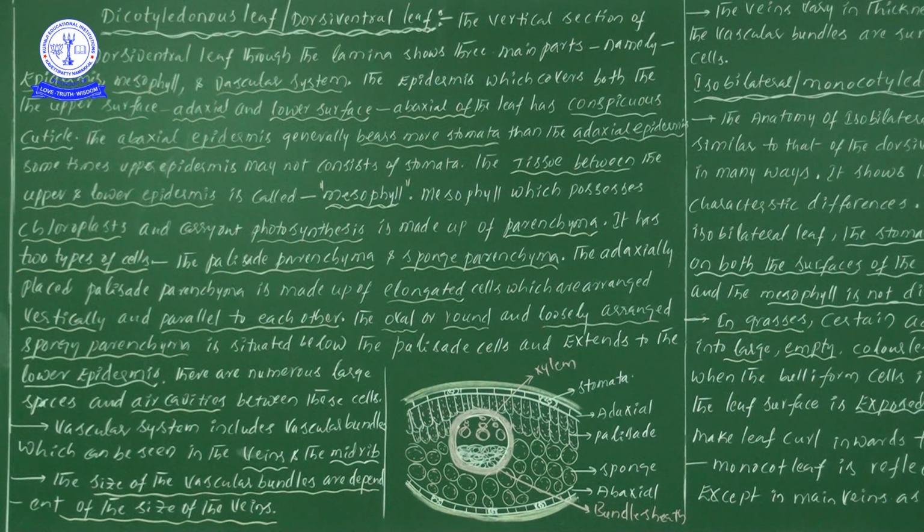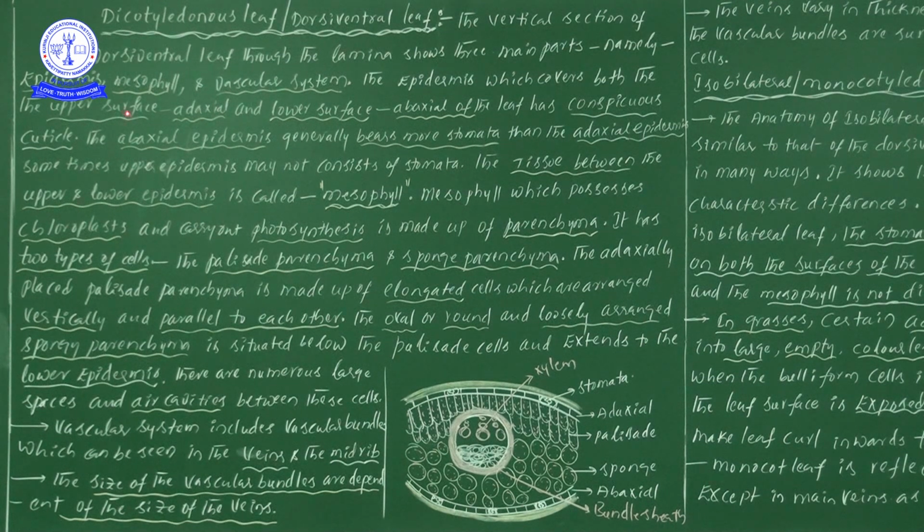Okay, now let us see information of epidermis and information of mesophyll and information of vascular system also. Now the epidermis, first one, epidermis covers both the upper surface and lower surface. Both here we have written, that's why we have to take two. One is upper surface and one more is lower surface.